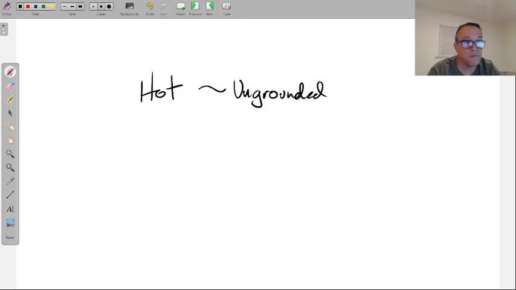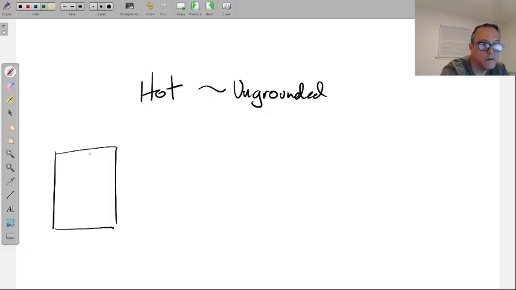What is a conductive body that extends the ground? Well, a metal box. A metal box with a little ground pigtail on it and a conduit running a ground to this box.